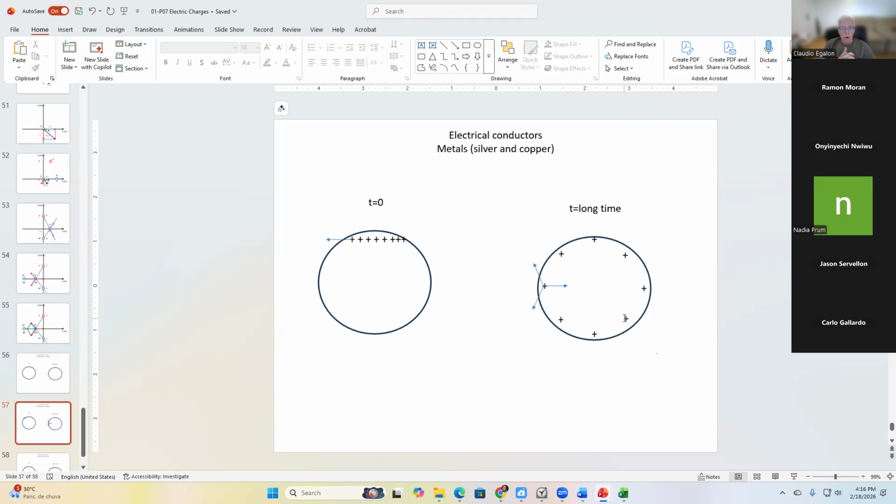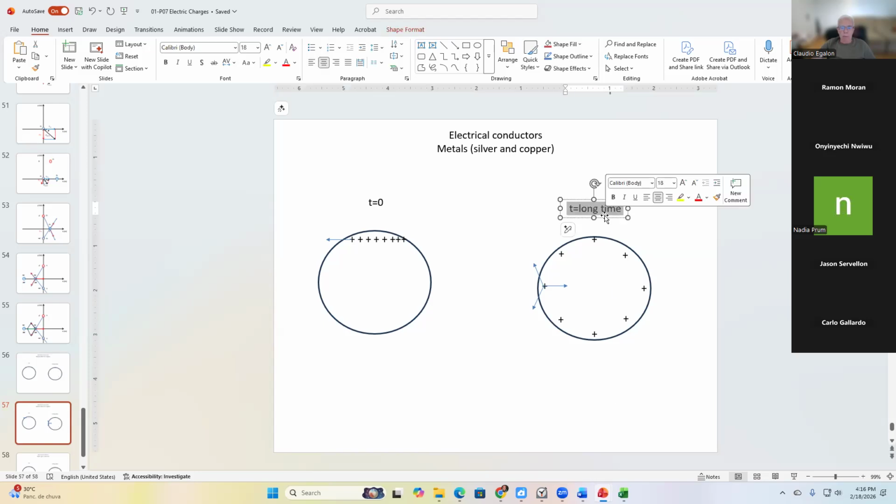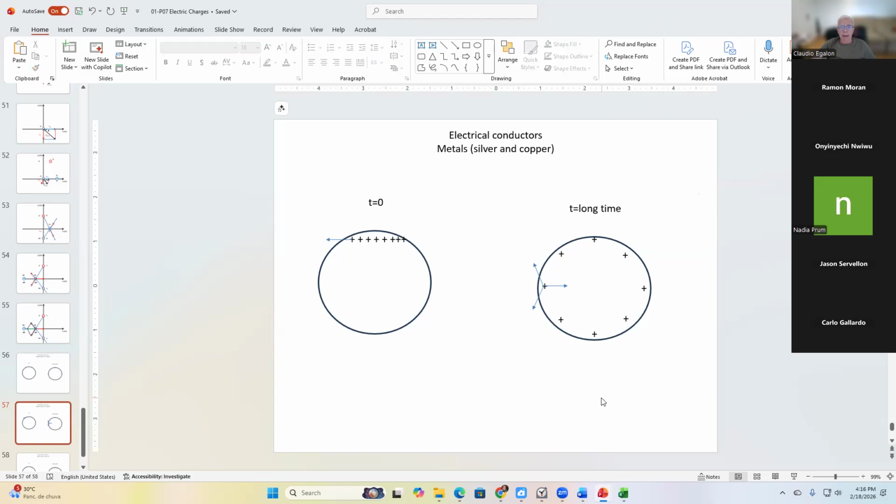So in a conductor, if there is no other electric force acting on those electric charges, all of them are going to tend to move towards the edge of the conductor. It doesn't matter if you put them at this spot or at the very center. They will all end up at the edge of the conductor. They won't be able to jump out of the conductor. And that I put here, long time. Okay, that's how electric charges behave inside electrical conductors.